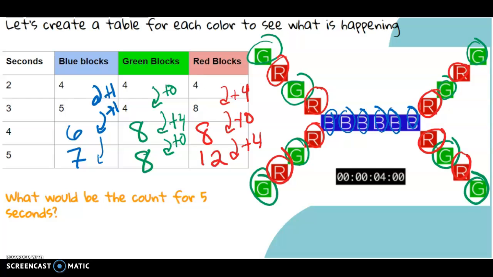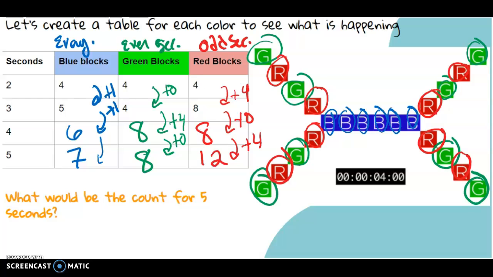So we could say every odd second we're increasing our red blocks, every even second we're increasing our green blocks, and every second we are increasing our blue blocks. Alright, so let's see what our answer is.